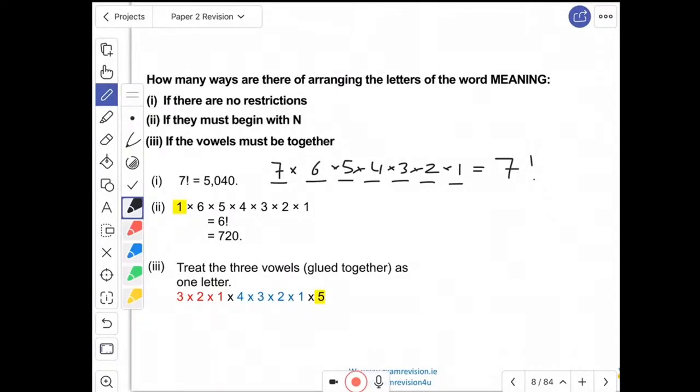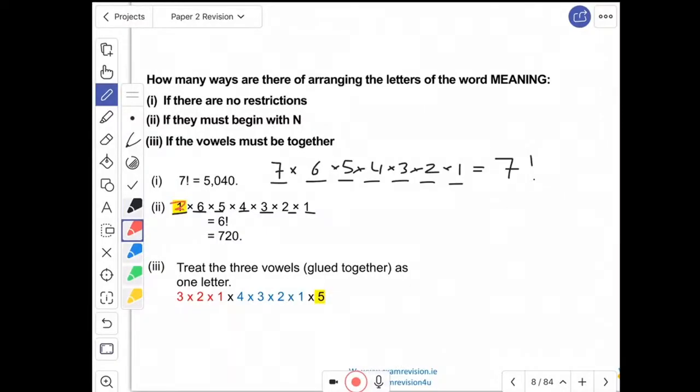The second one, if they must begin with N. Okay, so for this one, again, I've done it out here, but the important thing to remember is that these are all your seats. So this still has your 7 seats. But because it has to begin with the letter N, what we need to think about is how many of those there actually is. So in this case, there should be 2 there, shouldn't there? Because there's 2 letter N's. So that actually should say 2. So there's 2 letter N's to begin with.